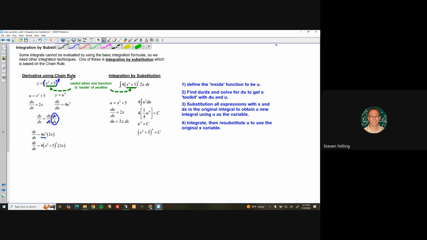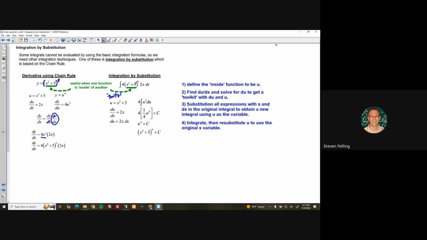Okay, so integration by substitution is the integration version of this. If we have an integrand where a function is contained inside of another function like this, what we'll do is explicitly write the symbol u, which is why this is often called u substitution. Then we'll set this inside function equal to u. And then we're working on what I like to loosely call the toolkit. It's just some work that we're going to have on the side that gives us some tools to substitute into the integral itself.